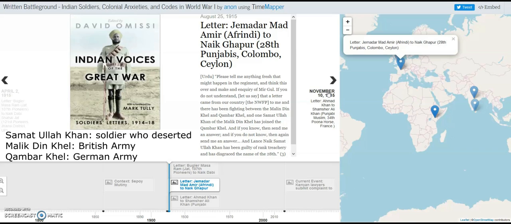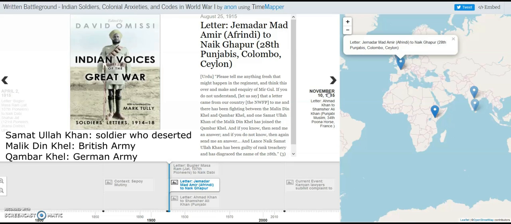If you do not understand, let us say that a letter came from our country, the NWFP, to me, and there has been fighting between the Mindin Kel and Kumbar Kel, and one Samat Ullah Khan of the Malik Din Kel has joined the Kumbar Kel. And if you know, then send me an answer, and if you do not know, then again send me an answer. And Lance Naik Samat Ullah Khan has been guilty of rank treachery and has disgraced the name of the 28th." Now there is a lot going on here.